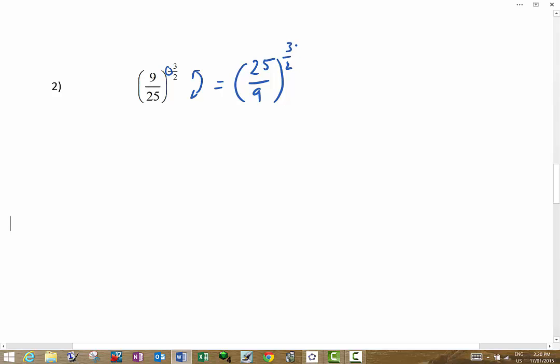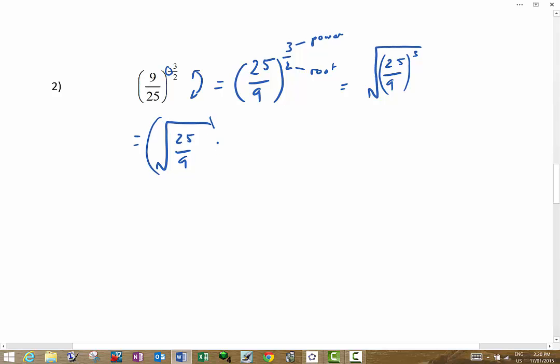Well, this is a fractional power, so the numerator is the power and the denominator is the root. So this means the square root of 25/9 cubed, and it also means the square root of 25/9 all cubed, and that is the more obvious one to do for sure. So the square root of 25/9 is the same as the square root of 25 divided by the square root of 9, and we're going to cube that answer.